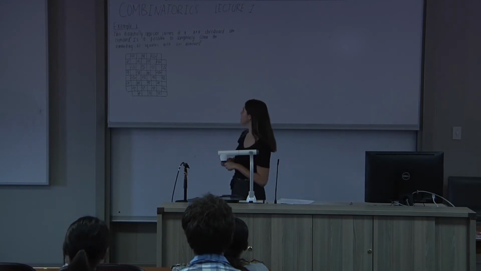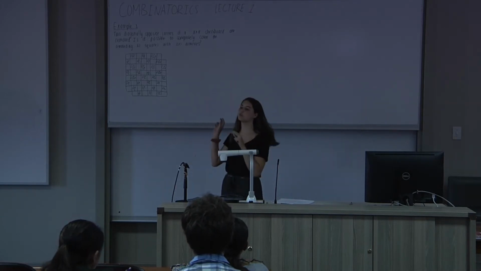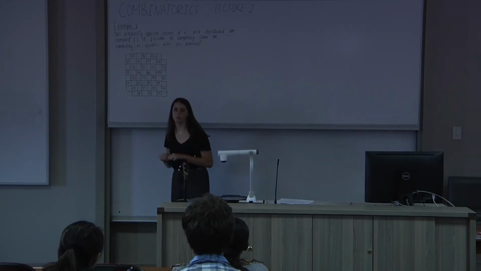And we're given basically a standard chessboard, but we've removed two of the corner squares. So a black square there and a black square here, two opposite ones.